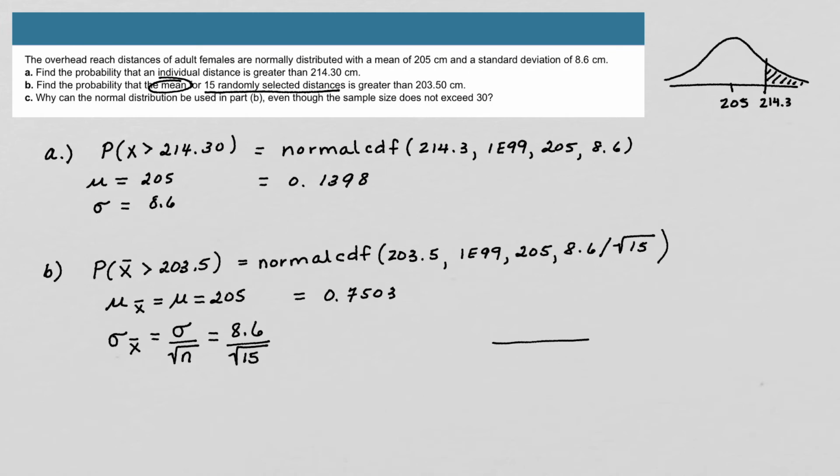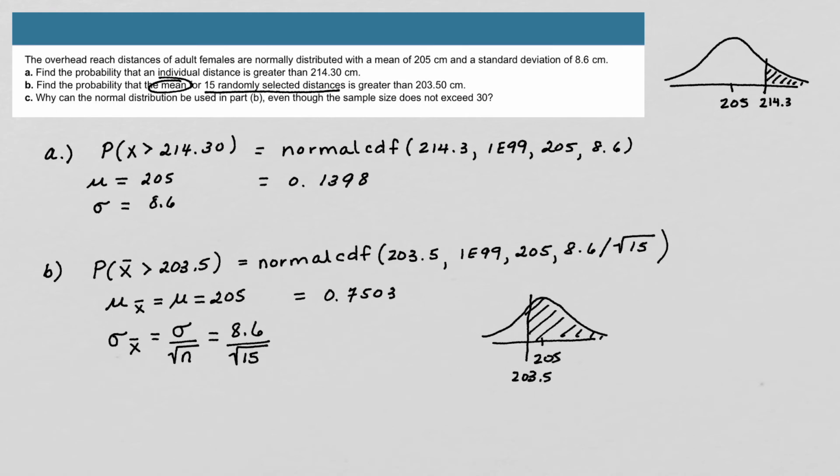So when I put that in the calculator, I'm going to get 0.7503. If we look at this, we've got our mean is at 205, and 203.5 is going to be pretty close here, 203.5, and so this area turns out to be about 75%.